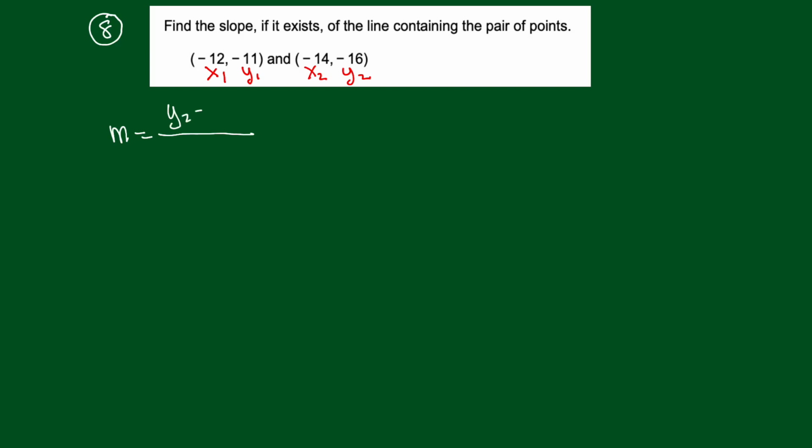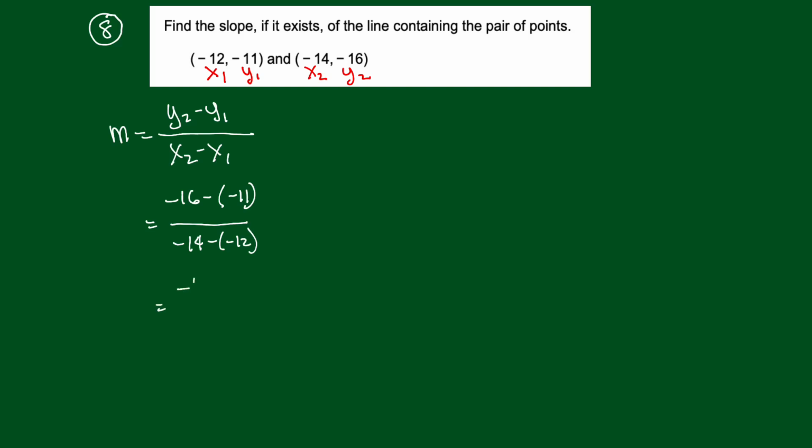Take the second y, subtract the first y, the difference in the two y's. Take the second x minus the first x, find the difference in the x's. So in our case, we will have second y minus first y. It looks like negative 16 minus negative 11 over second x minus first x, so negative 14 minus negative 12.